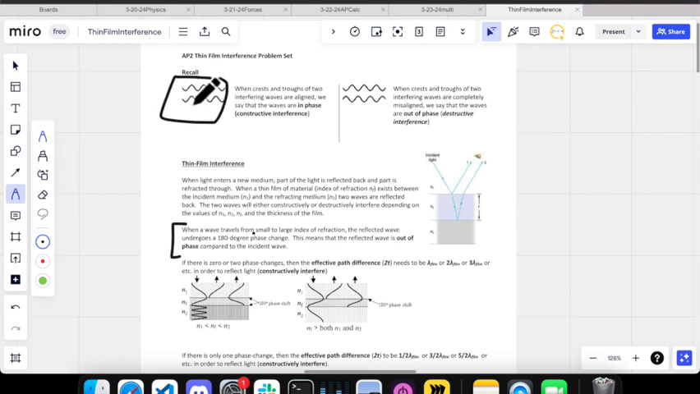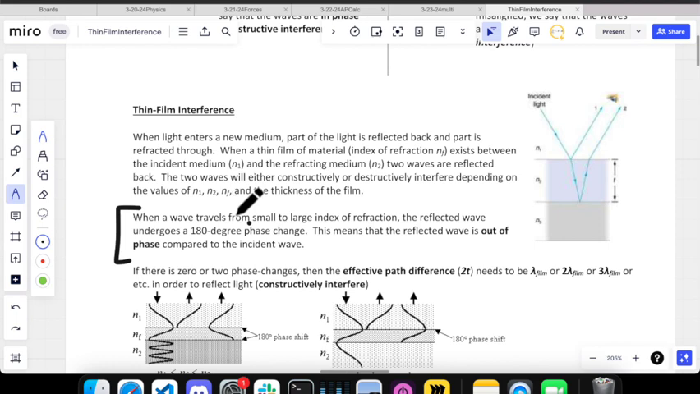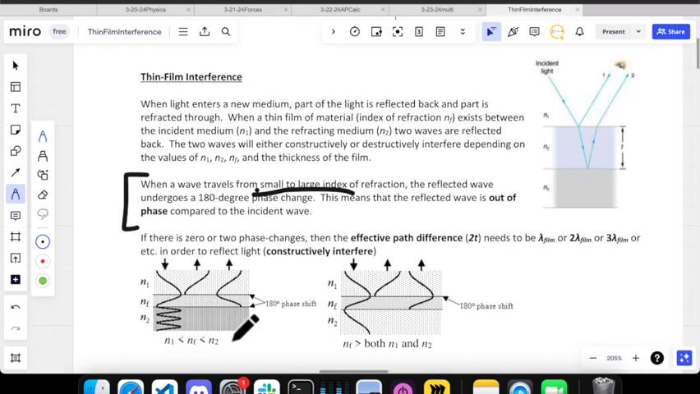is to just understand constructive interference is when the crests and troughs align, and destructive interference is when the crests and troughs are 180 degrees out of alignment, and so there's interference. And another important detail is that you get a 180 degree phase change at a boundary when the boundary is between two mediums that go from a small to a large index of refraction. So from a less dense to a more dense medium, let's say.